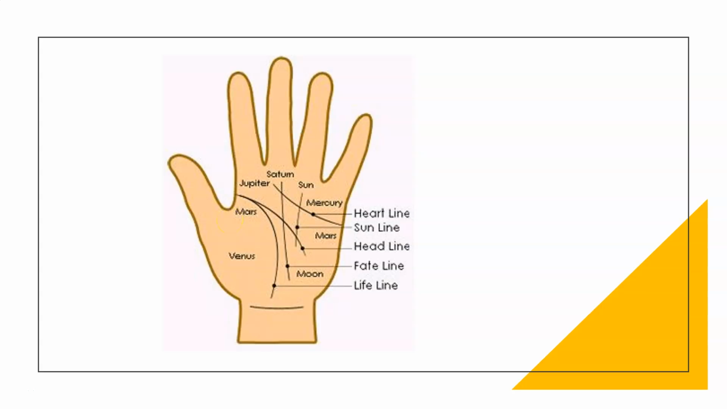Hello students. In lecture 5, we're going to go through some of the lines of the palm. In the last module, we covered generalities and key attributes of the mounds, the 7 mounds of the hand. Today we're going to continue with some generalities of the lines.